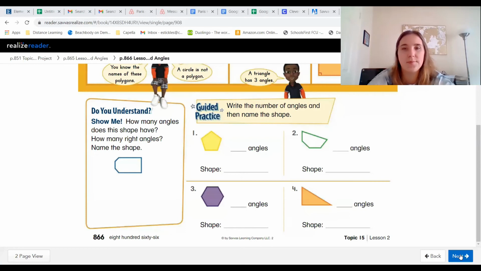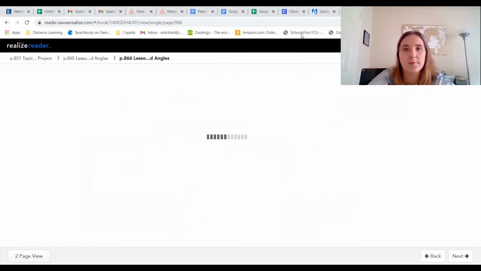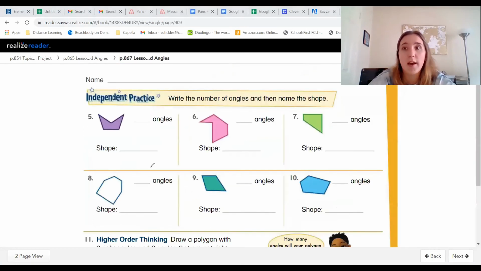Let's go do some more practice. Let's turn that page. Okay, we're going to do number 5 together. It says write the number of angles and then the name of the shape. So we're doing the same thing that we did on the last page. So I'm counting the angles. I have 1, 2, 3, 4, and 5. So that means that this would have to be a pentagon. So I'm going to write pentagon down here.